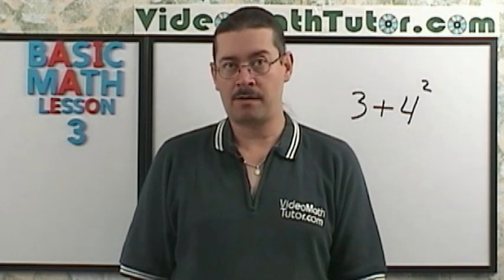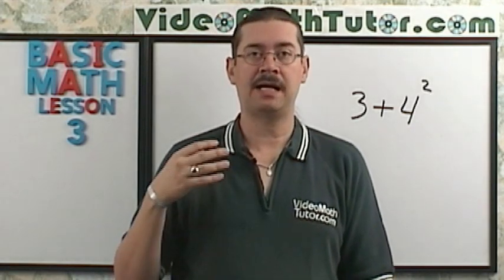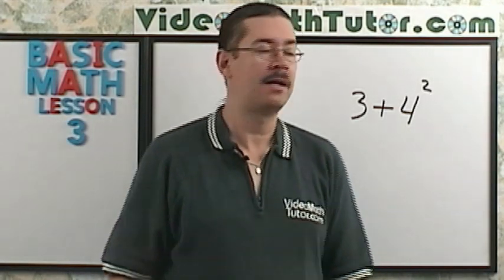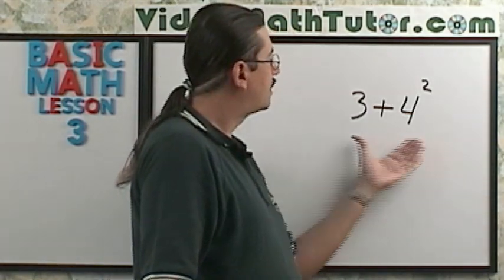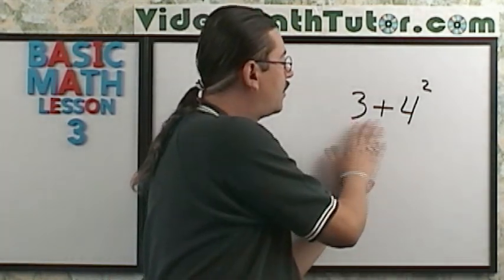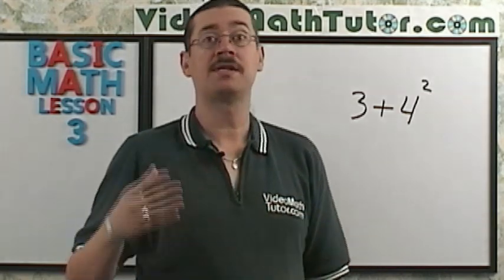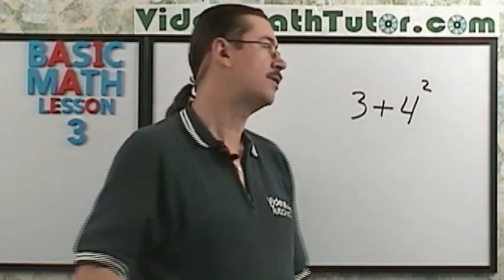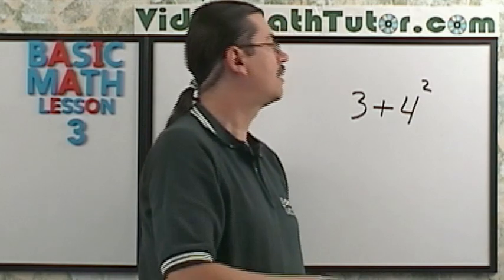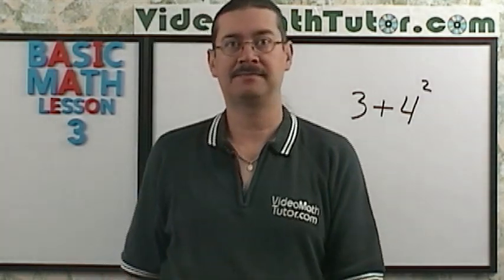The second rule of order of operations is perform anything that has an exponent first. So something like this, I will not add the 3 plus 4 first. The rule is, if you see an exponent, that's evaluated first. So I would actually say 4 squared, then add 3 to that.